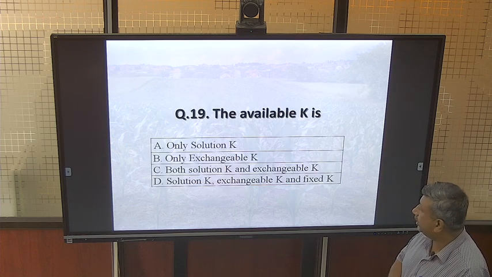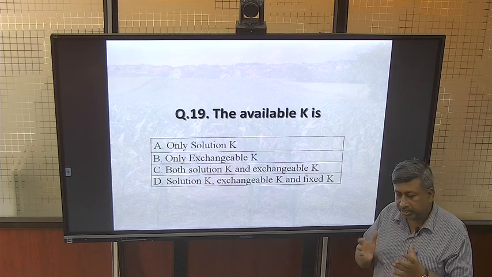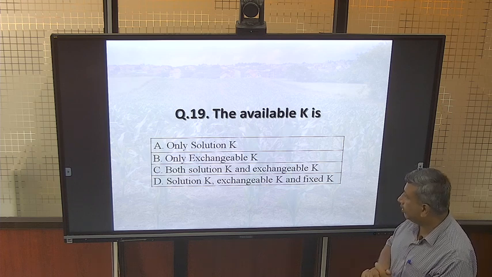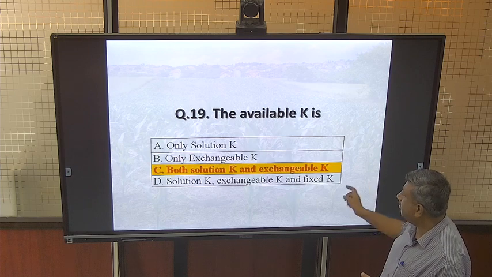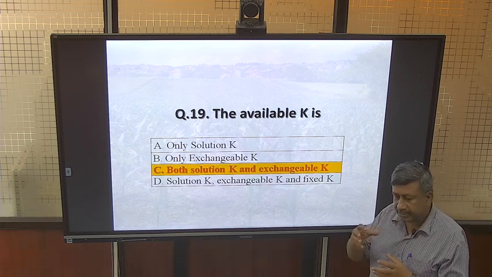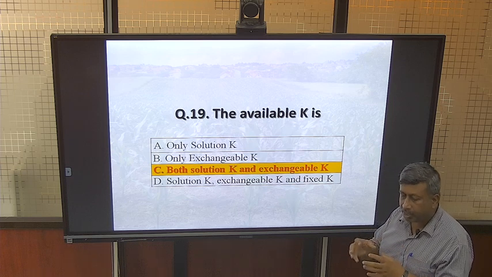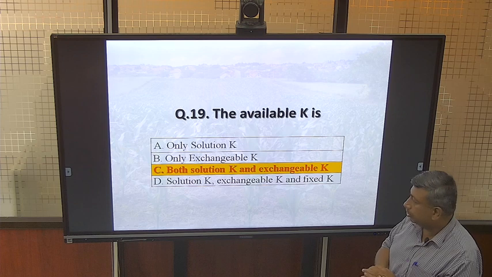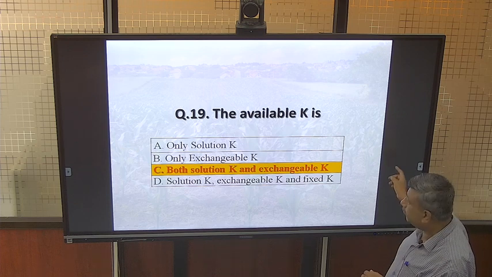The available potassium means the potassium which is available to plant. Okay. So, in this case available potassium is both, that which is present in solution as well as at the exchange complex. Both forms are available to plant, that is why available potassium is considered as both solution and exchangeable potassium.